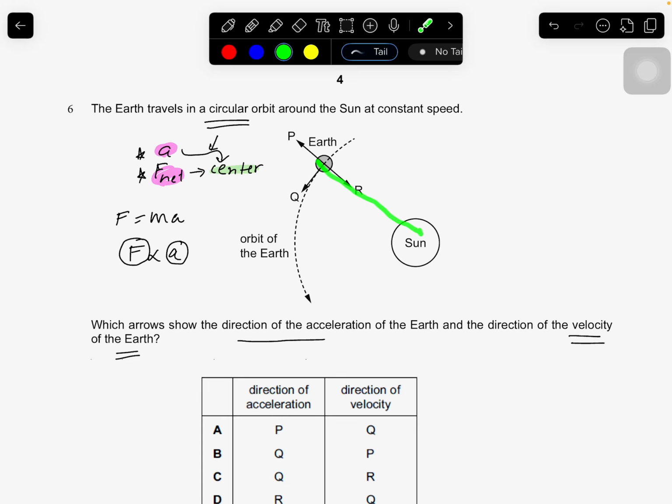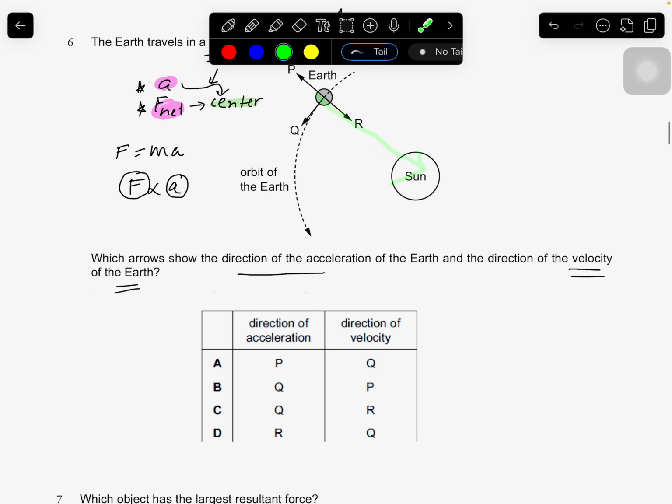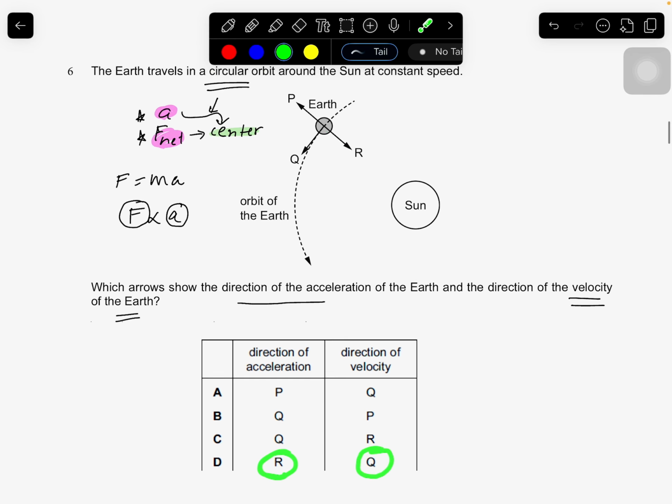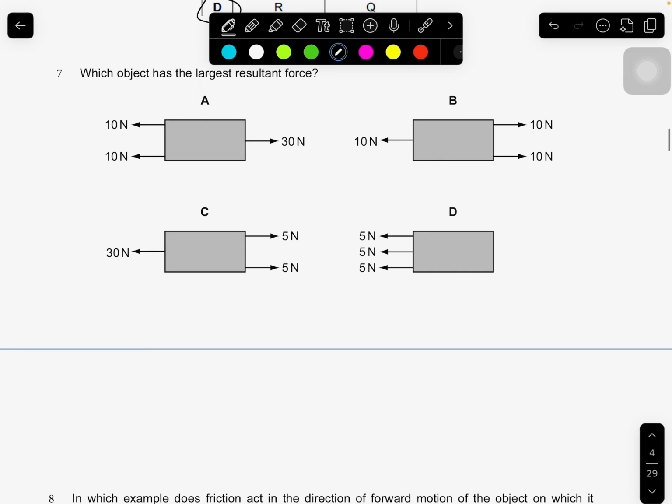So the direction of acceleration is going to be r, and velocity is q. Of course, it's moving in a circle, so velocity is going to be tangential to the circle. Now, what does that mean? It means that whatever point there is, you're going to draw a tangent. It's a straight line in the direction of the circle at that very instant, and the velocity is tangential to the circle. D.